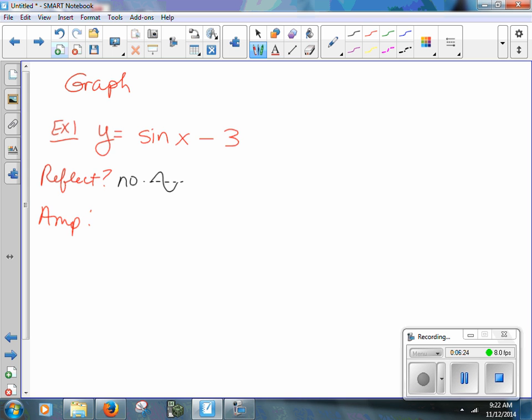Amplitude. What's the amplitude of this one? 1. There's nothing in front of sine. It is that understood 1, though. There really is that 1 there. So it's the absolute value of 1, which is 1. It's going to move up 1 and down 1 from the oscillation line.